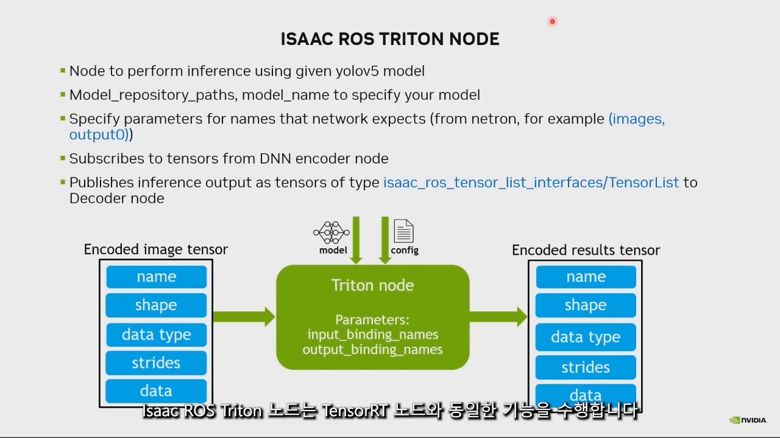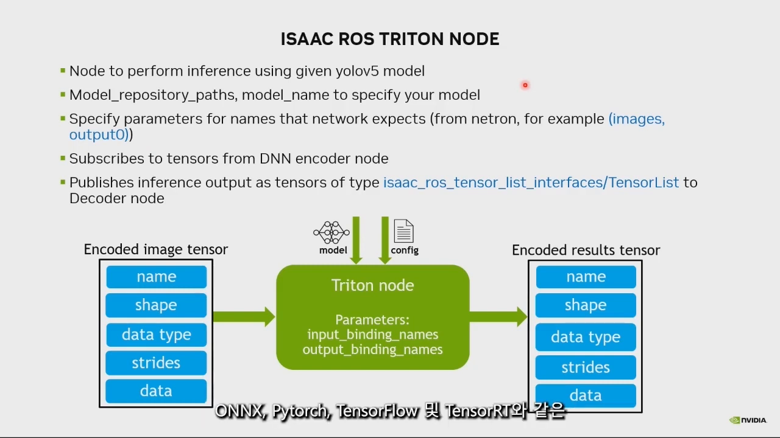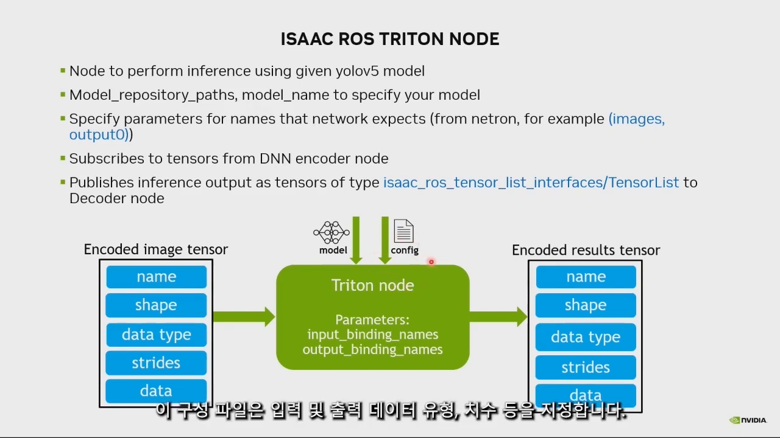The Isaac ROS Triton node performs the same function as the TensorRT node, but supports backends for more model formats like ONNX, PyTorch, TensorFlow, and TensorRT. In addition to the model, you have to provide a config file to the node which specifies what backend to use, for instance, TensorRT or ONNX runtime. This config file also specifies input and output data types, dimensions, etc. Again, inference results are output as a TensorList message, which is now our decoder's responsibility to extract detection information from.